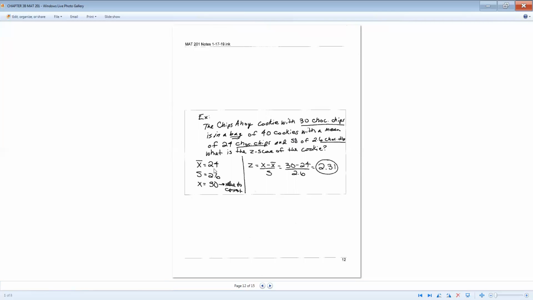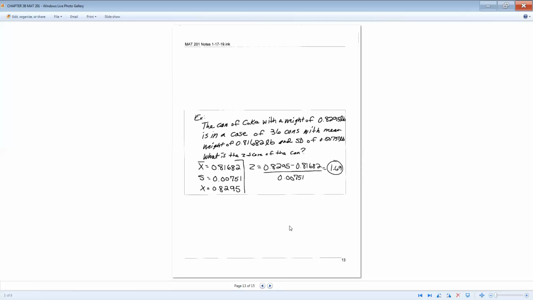So our average is 24. They say our standard deviation is 2.6. And like I said, the data value in question is 30. The cookie in question is 30. So we do 30 minus 24 over 2.6, and that'll be 2.31. So the z-score will be 2.31. That means it will be 2.31 standard deviations above the mean or above the average.